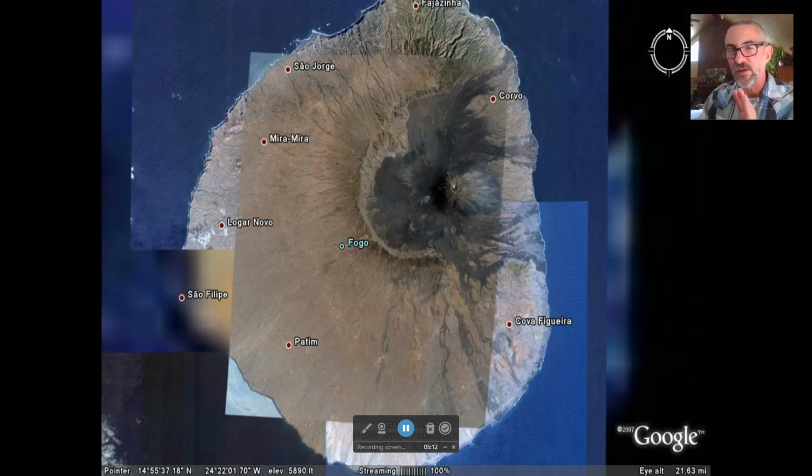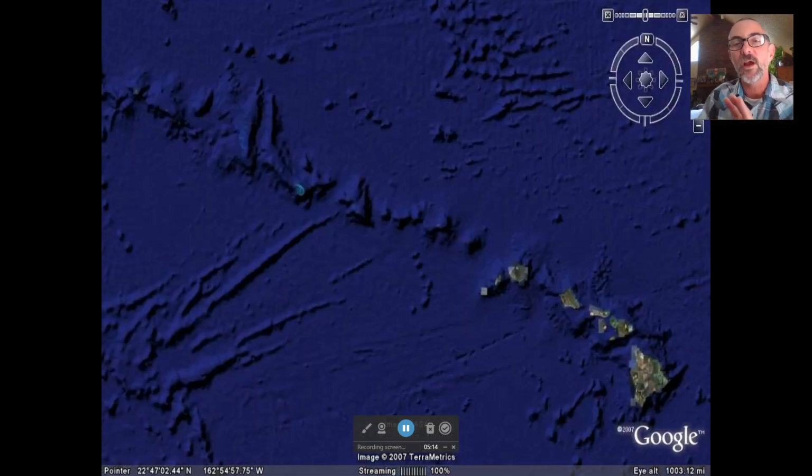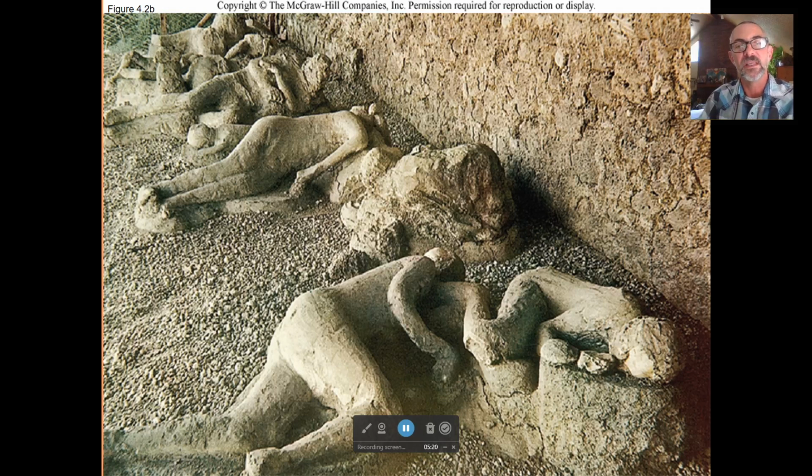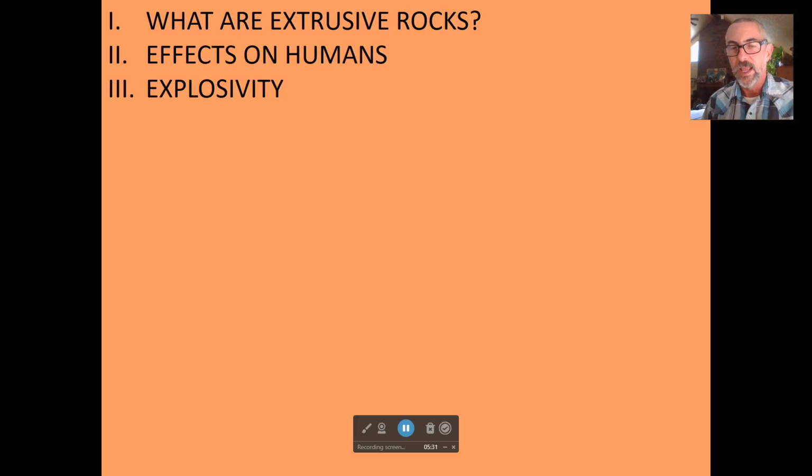But the most in-your-face effect, and the one that most everyone's aware of, is that volcanoes are extremely destructive. For example, the burial of the city of Pompeii. That's what people remember about volcanoes, is they're extremely destructive and fatal in many cases. But not all volcanoes erupt the same way.